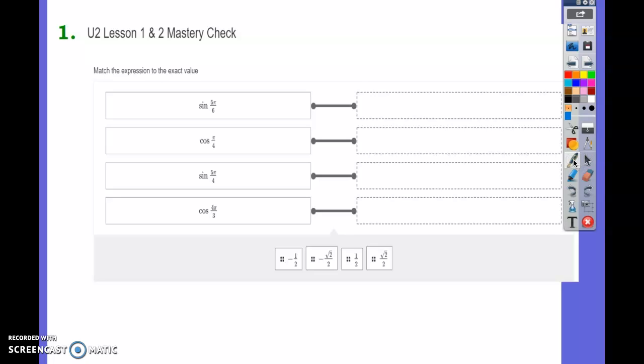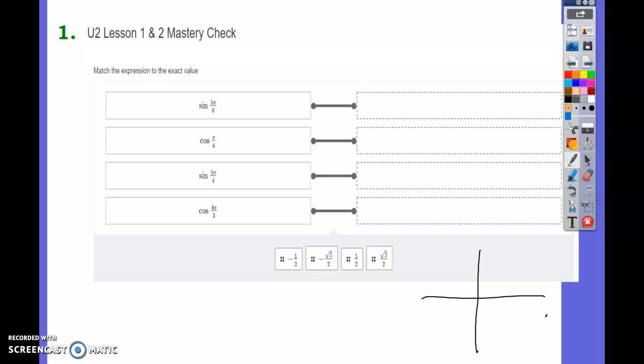Okay, pre-calculus, I am going to review your Unit 2, Lesson 1 and 2 Mastery Check. Three problems. So number 1, we're supposed to match the expression to the exact value. I'm going to go through these slowly. If you missed these, you probably didn't, because these are take-home tests.